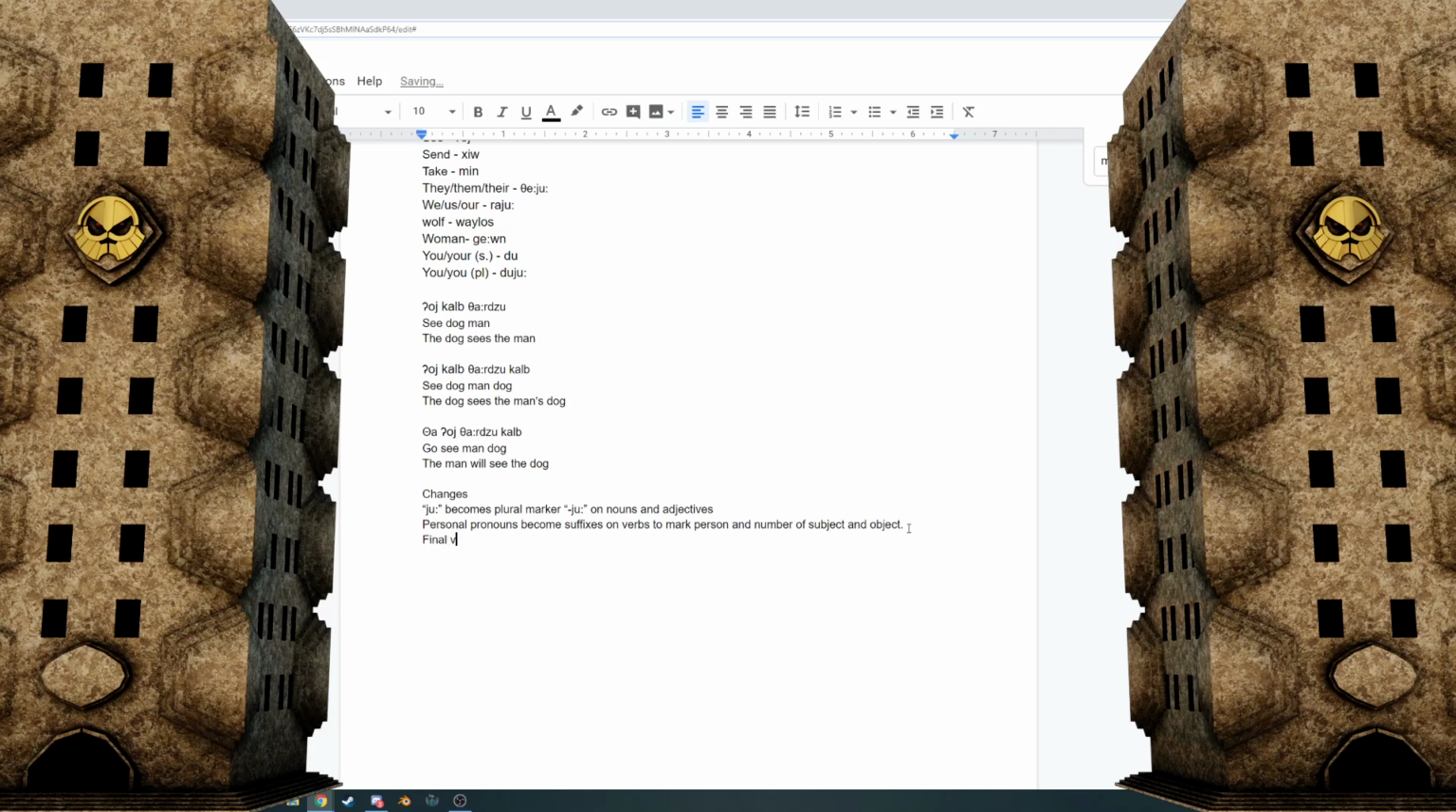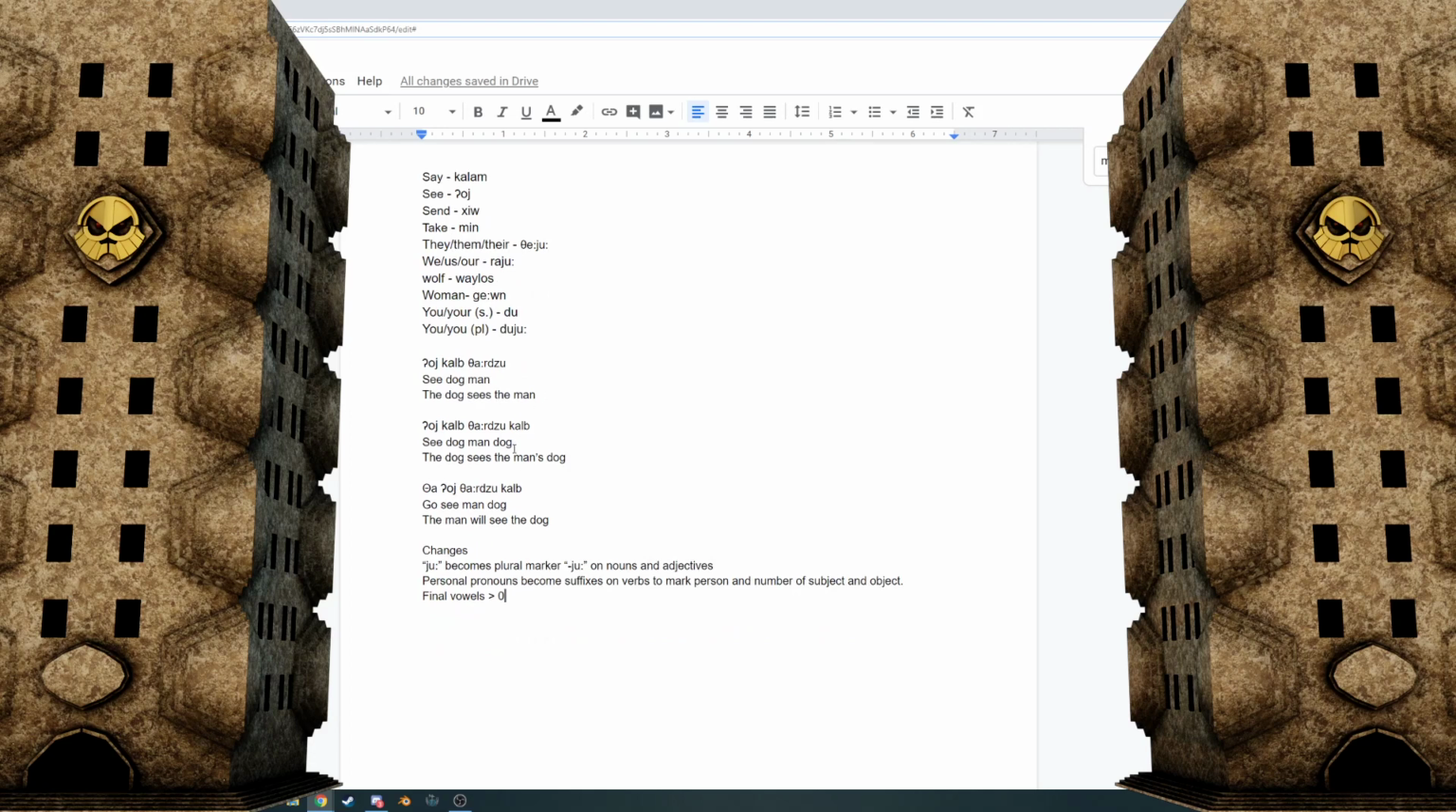We're going to go with the deletion of final vowels. Yield 0. Okay, so what that means is that at this point right here, the dog. We'll try to make a sentence that says the dogs see the man. So let's do a sample sentence. We've got a sample sentence here.